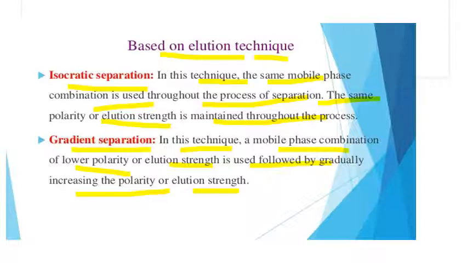So the difference is simple. If we are not changing the concentration and we use the solvent with the same polarity and the same concentration throughout the process, that is isocratic. And if we are changing the concentration from the low polarity to the high polarity solvent and using it in the analysis, that type of HPLC is gradient.